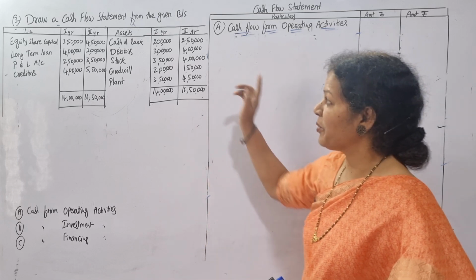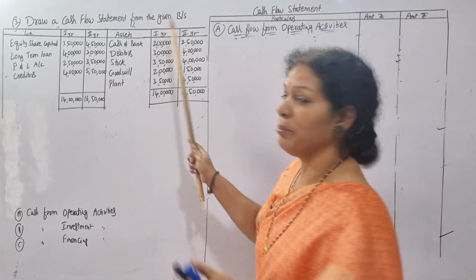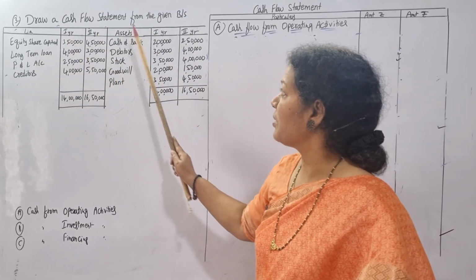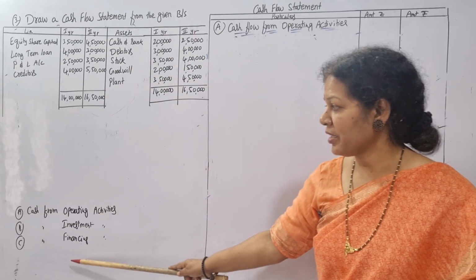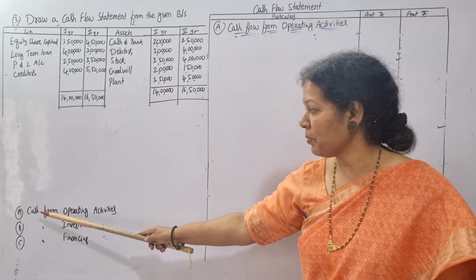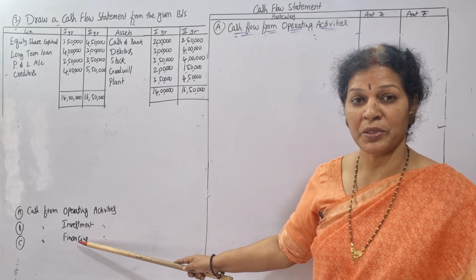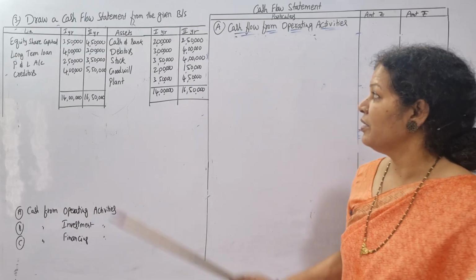See, the problem is given like this. Draw cash flow statement from the given balance sheet. Two balance sheets are given. Liability side, first year, second year. Asset side, first year, second year. You know that three activities: cash flows from operating activities, cash flows from investing activities, cash flows from financing activities. These three you have to identify.